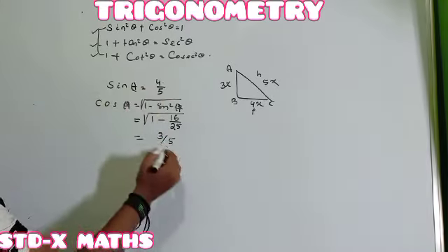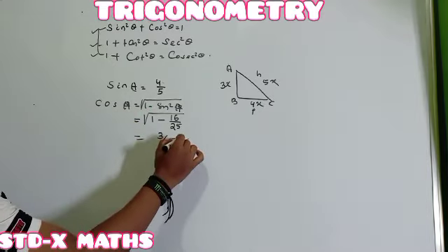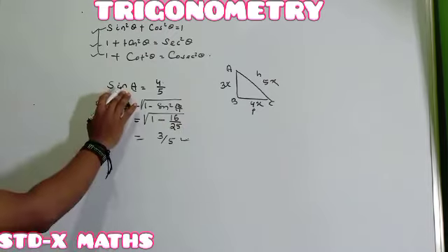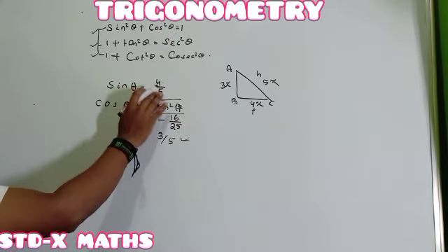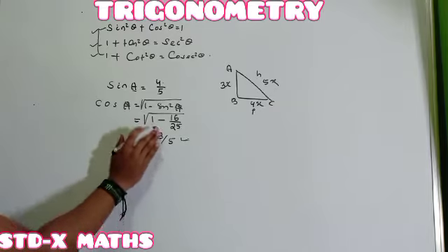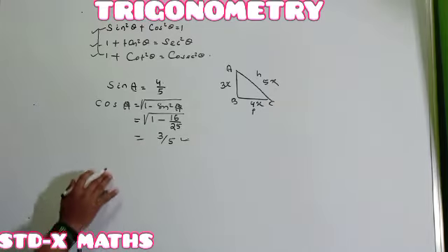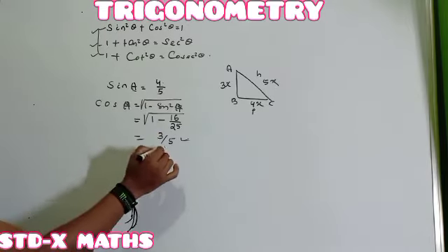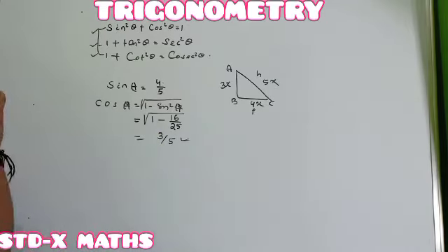Sine is this much, by using our identity I got it as 3 by 5. Once I get the sine and cos, the reciprocal of sine is cosec, which will be 5 by 4. Cos is this much, so sec will be 5 by 3. Tan is sine by cos, so 4 by 5 divided by 3 by 5 becomes 4 by 3, and cot will be 3 by 4.